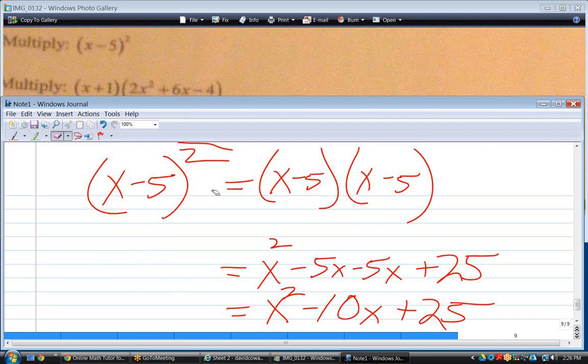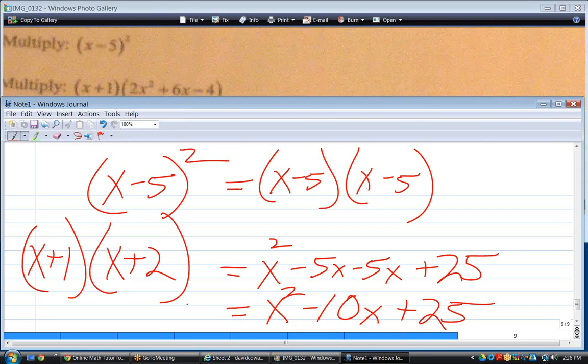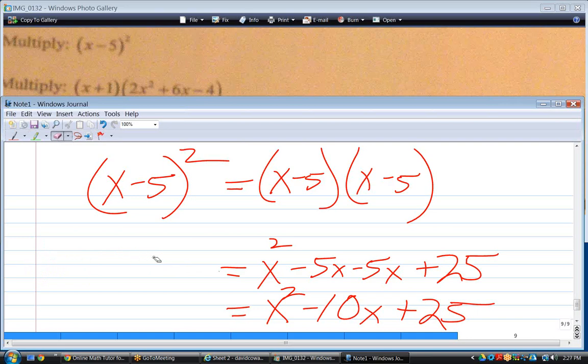Remember, when you're squaring something, you're merely multiplying it by itself. So this is probably a good thing to do as your first step. And then just treat it the same way you would if I told you to multiply x plus 1 times x plus 2. You wouldn't even think twice about it. You would FOIL it, right? Well, this is no different. It's just the same term times itself. You still have to FOIL it.